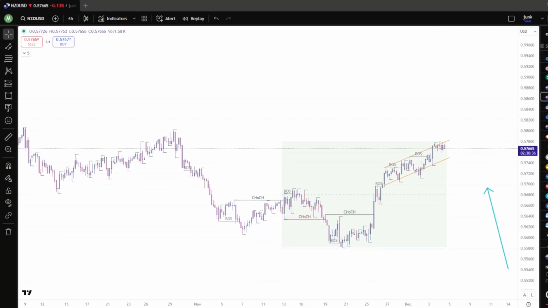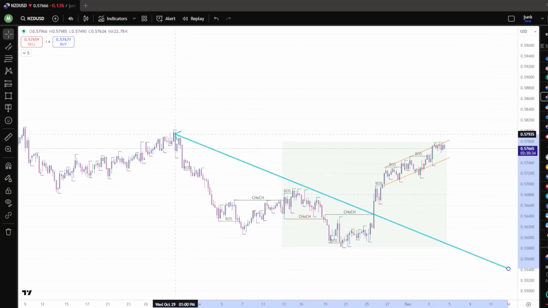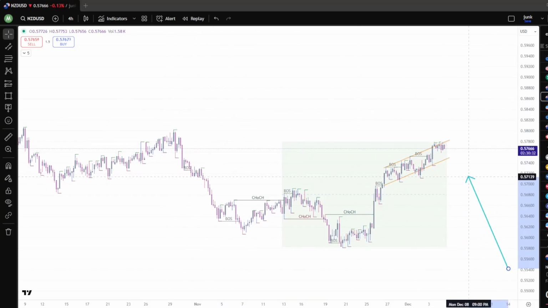So waiting to see a little more bullish push for price to take out this area. If it does, I'll definitely change this bias to bullish, looking for any type of buying opportunity once price does retrace, and then target higher prices.